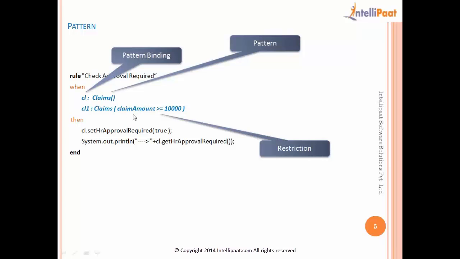So here we have a field claim amount. On that we are constraining, and we have a literal constraint here. We have given the literal 10,000, and we are checking whether the claim amount is greater than or equal to 10,000. So there is a lot more to pattern matching than this, but this is the basics you need to understand. You have a pattern and you have a binding variable, which is called pattern binding, and you have restrictions that can be given. So in this example there are two restrictions. One restriction is on the object type, the other restriction is on the actual variable.